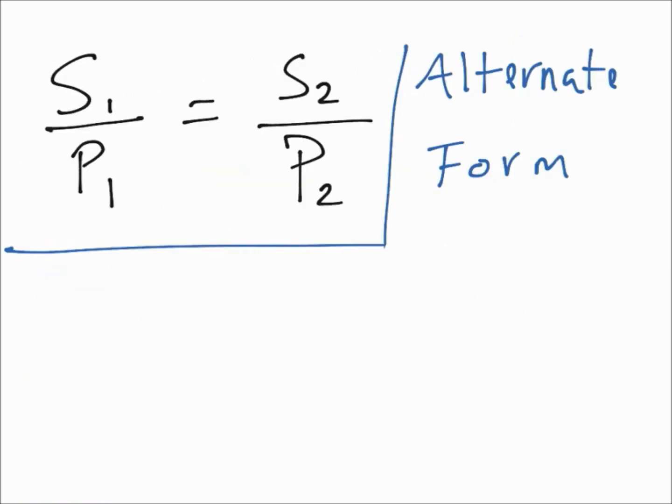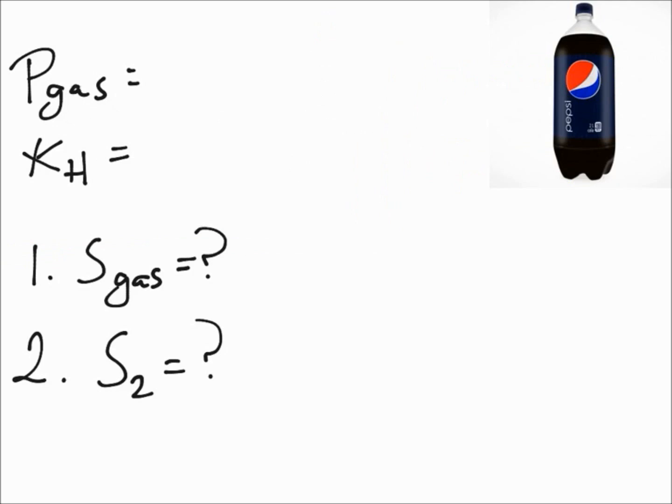And an alternate form of Henry's law is stated by this formula, and that is used to predict how changes in pressure affect solubility. Henry's law problems are pretty simple. So we have our Pepsi bottle here, and let's say that the partial pressure of CO2 in the Pepsi bottle is 3 atmosphere, at 25 Celsius.